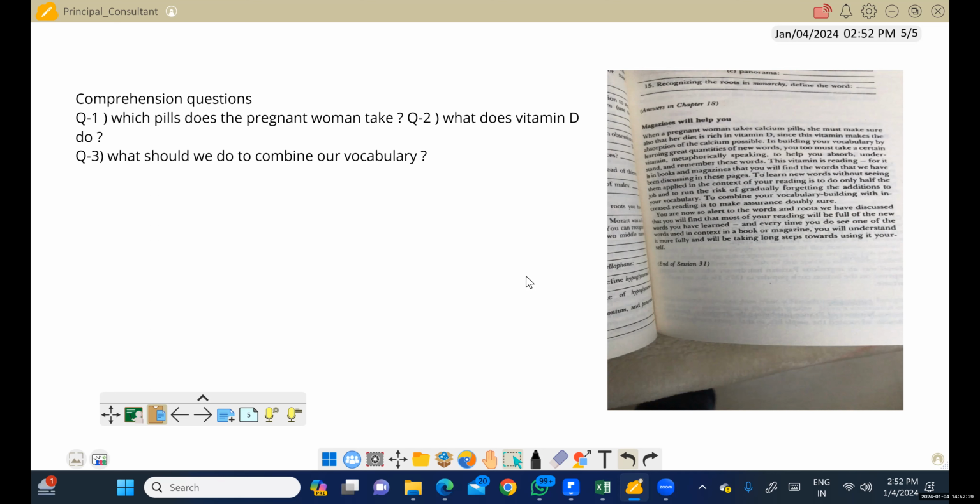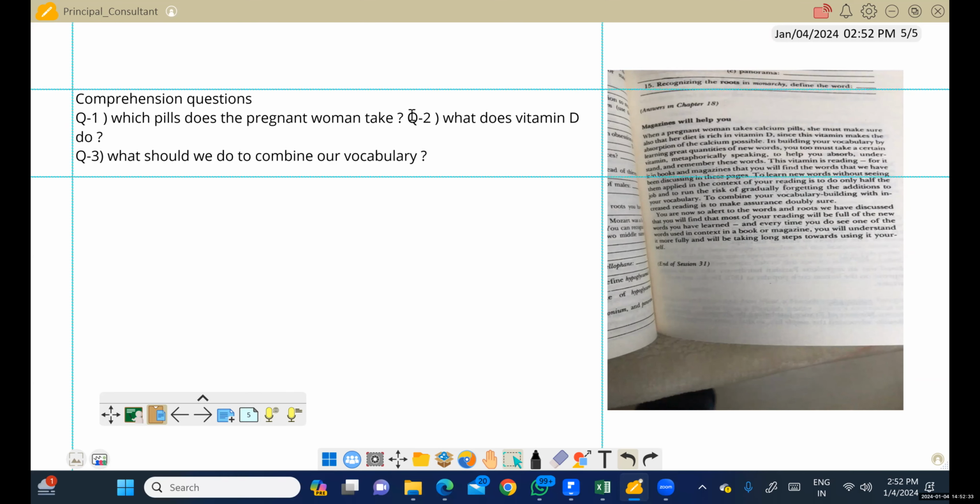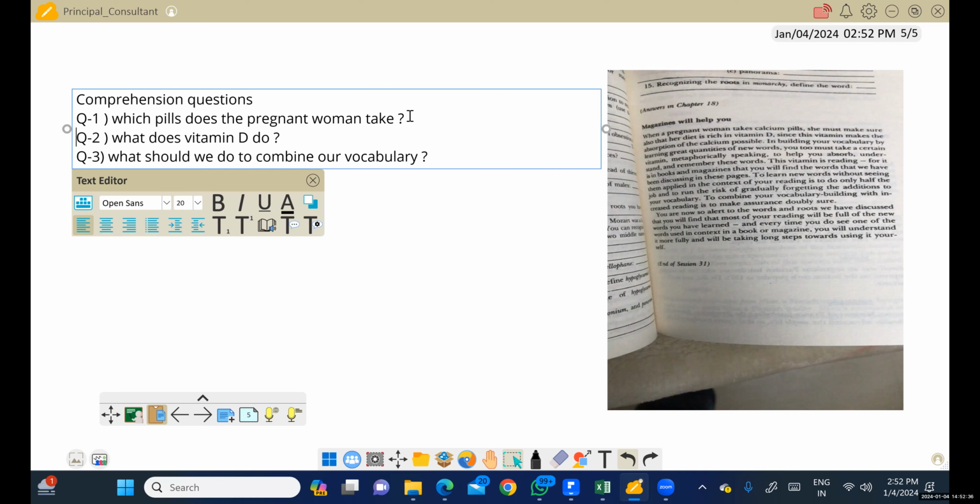Okay. So now that we have read that, let's understand. I cannot see the maximum marks. Fine. Which pills does the pregnant woman take?